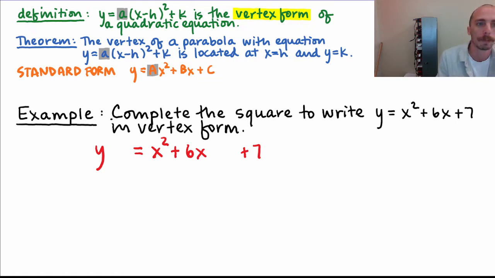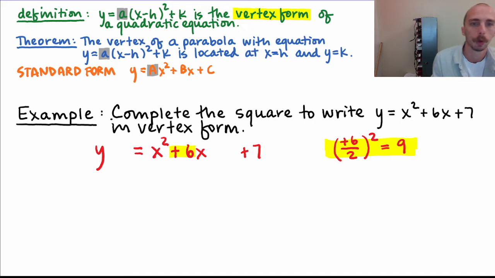So I need to figure out what I would need to add to x squared plus 6x to make it a perfect square, just like that last problem I did on the previous page. I'm going to grab this positive 6 and take it off to the side. I'm going to divide it by 2 and then square it. That would be 3 times 3, which is 9. So I need to add 9 to make this a perfect square. So I'm going to do that, plus 9.